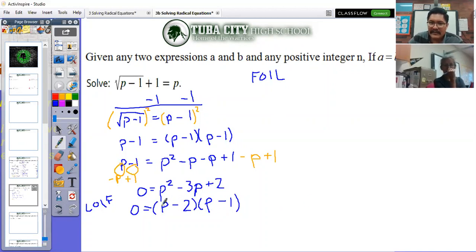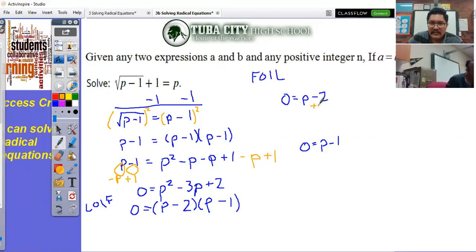But we're still not done yet. We got to get these variables all the way by themselves. So I'm going to use zero product property, and I'm going to set them both equal to 0. So 0 equals p minus 2, and 0 equals p minus 1. And from here, you just do a little bit of algebra, add 2 to both sides, and my first answer is p equals 2.